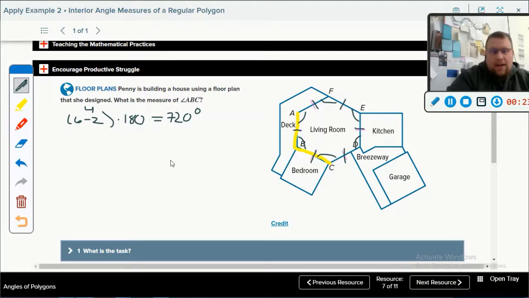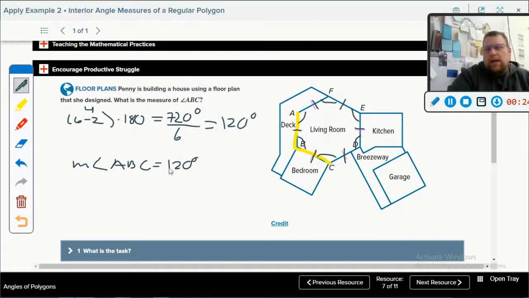Because of that, if it's a 6-sided figure, let's divide 720 by 6 to get the measure of each individual angle. 720 divided by 6 is 120 degrees. Awesome. So I know that the measure of angle ABC equals 120 degrees. And we need to ask ourselves, is this a reasonable answer?